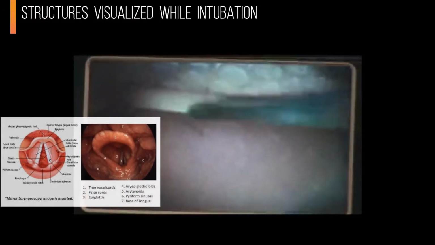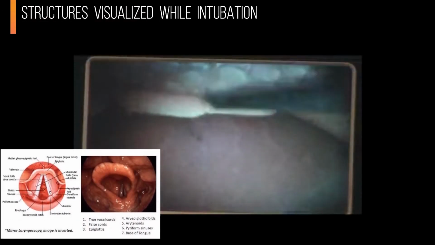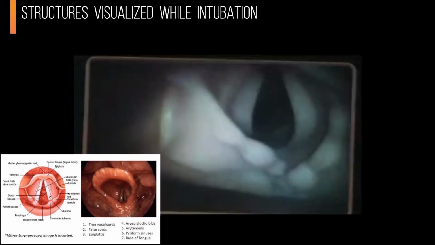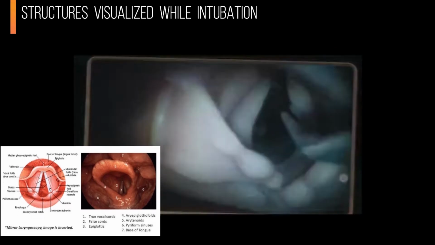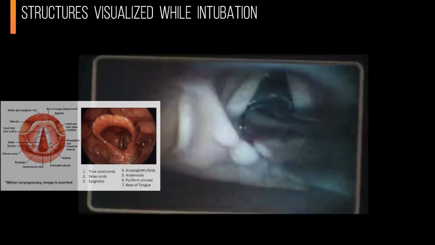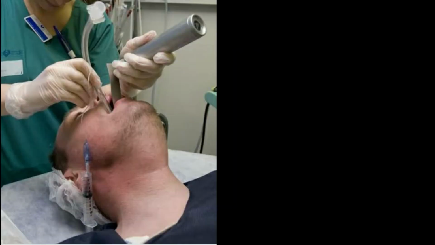As we go deeper, between the posterior part of the tongue and the leaf-shaped epiglottis lies the vallecula, where the tip of the Macintosh blade of the laryngoscope hinges and lifts the epiglottis. Two vocal cords can be seen, through which the endotracheal tube is passed and advanced into the trachea.